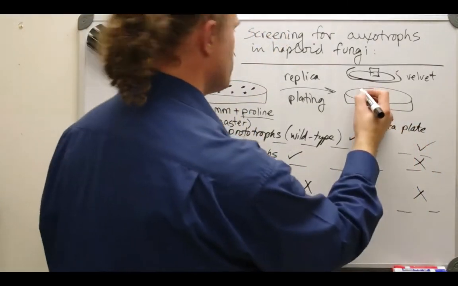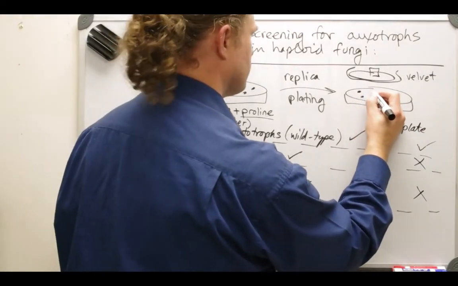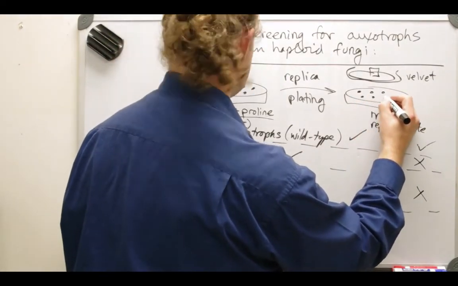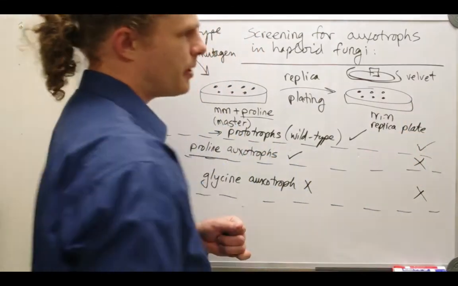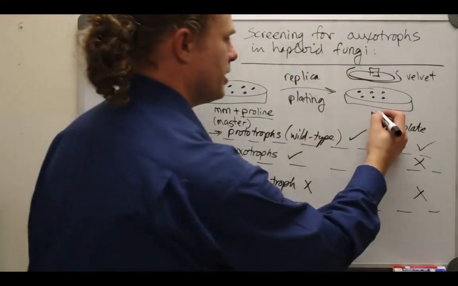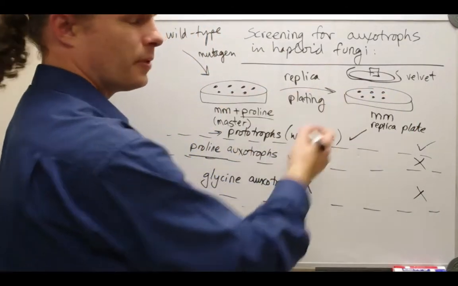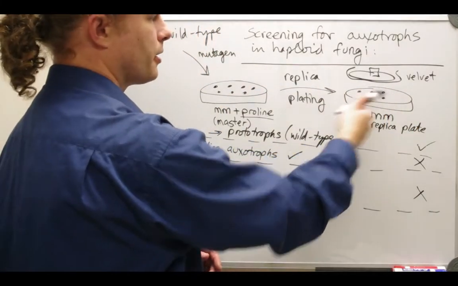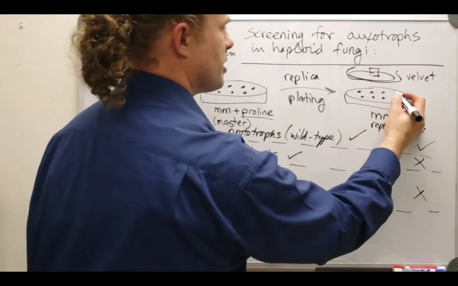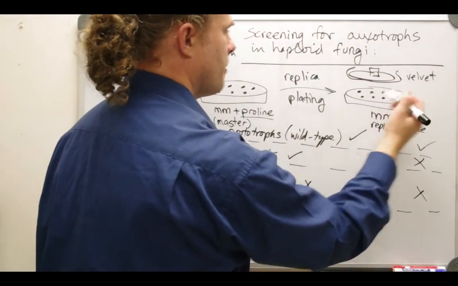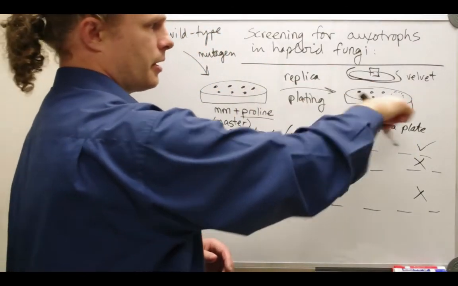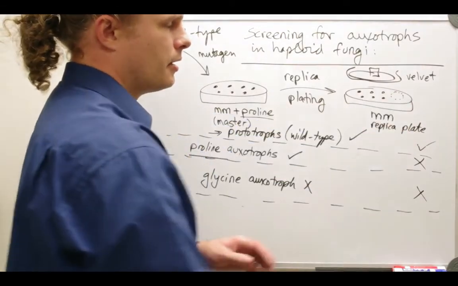What you would then do is examine the pattern. And we'll test my artistic ability here. So if that was the pattern that we got on the minimal media plate, the replica plate, we would then simply look and compare the two plates and look for something that's missing here but is growing here. So for example, I've drawn it such that this colony here is missing on the minimal media plate.